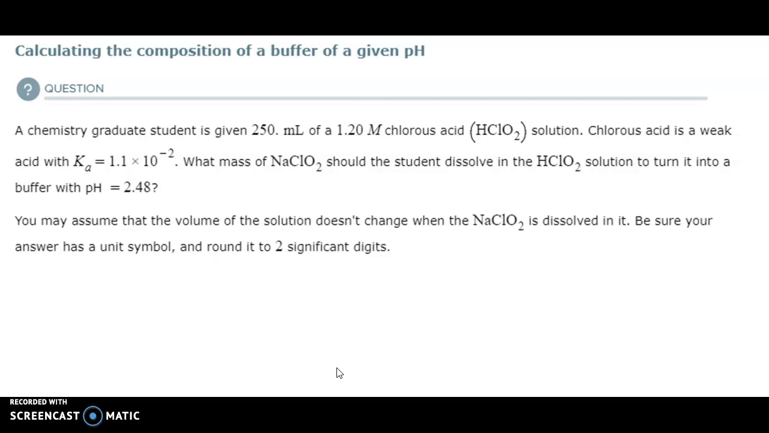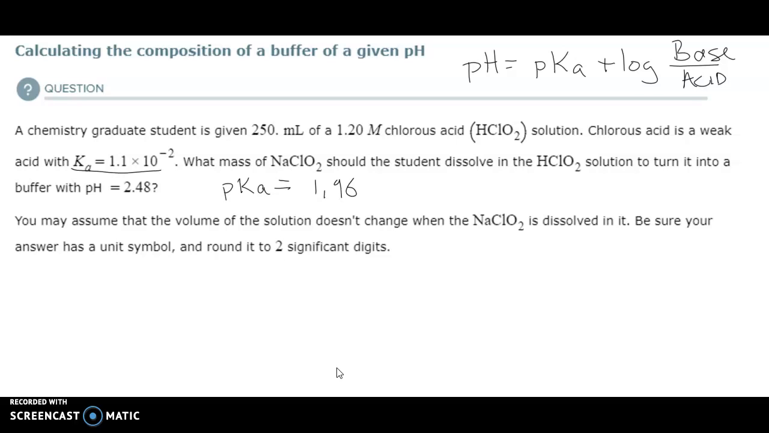So since this is a buffer problem, we're going to need to remember the Henderson-Hasselbalch equation. The Henderson-Hasselbalch equation is pH equals pKa plus the log of base over acid. We're given a Ka instead of a pKa, so let's calculate that pKa. If we take the negative log of that Ka, we end up with a value of 1.96 as the pKa for this problem.